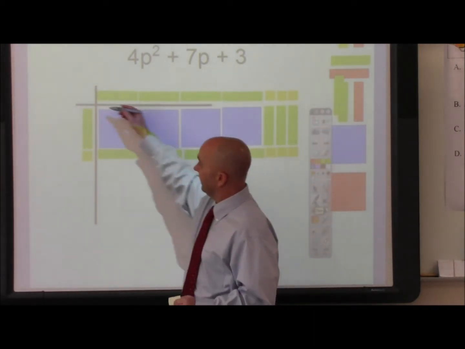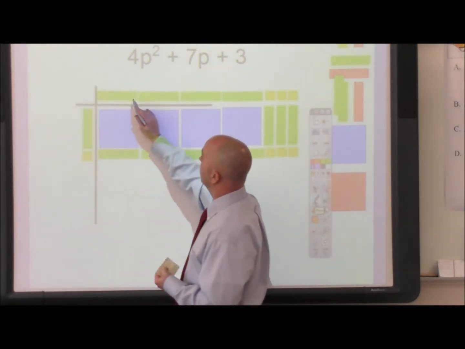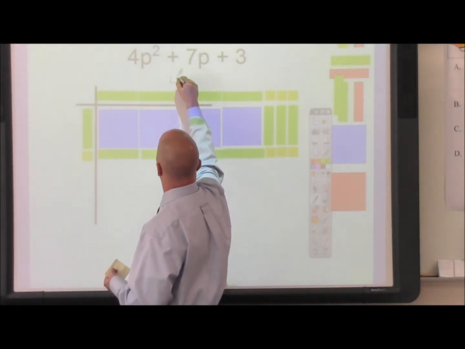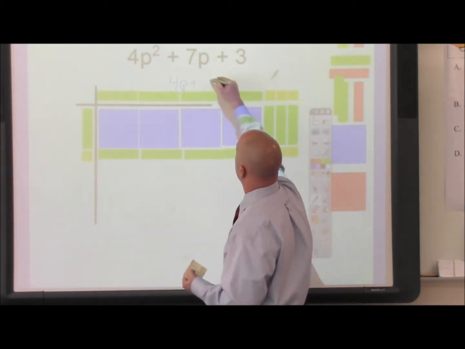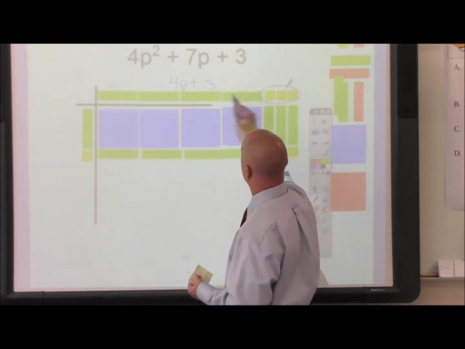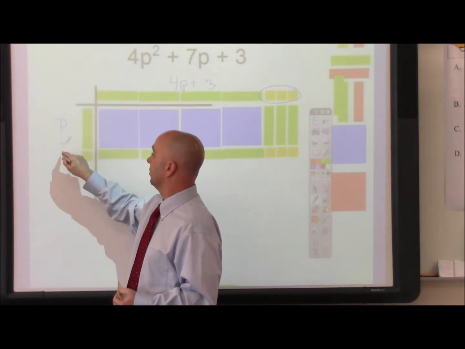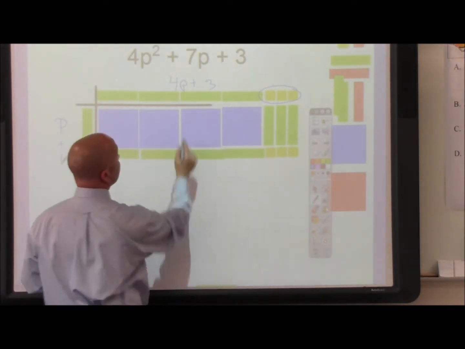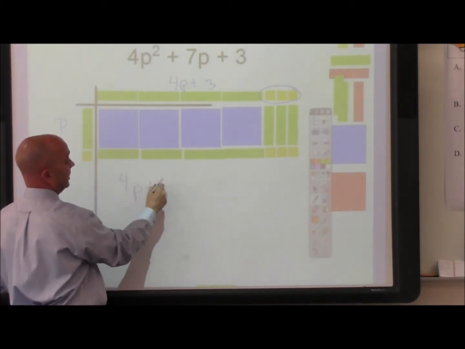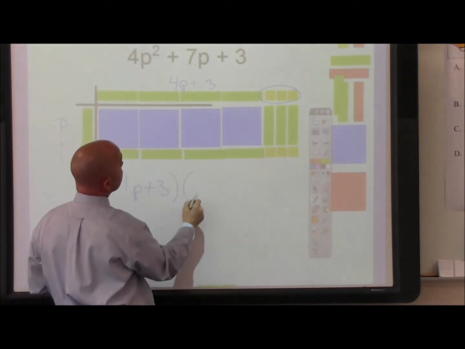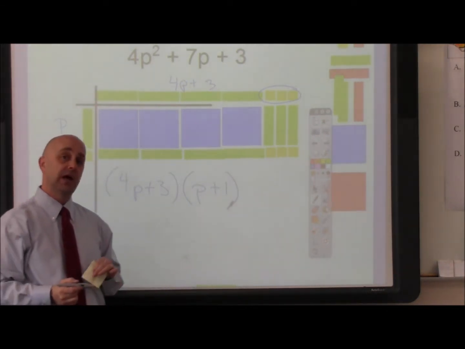So now I can tell my length and my width, which are the two factors of this polynomial. This one is 1, 2, 3, 4p, plus 1, 2, 3. See, there's 3, and there's 4p. This one is 1p plus 1. So my two factors that make up that polynomial are 4p plus 3 and p plus 1. And I can use algebra tiles to factor that.